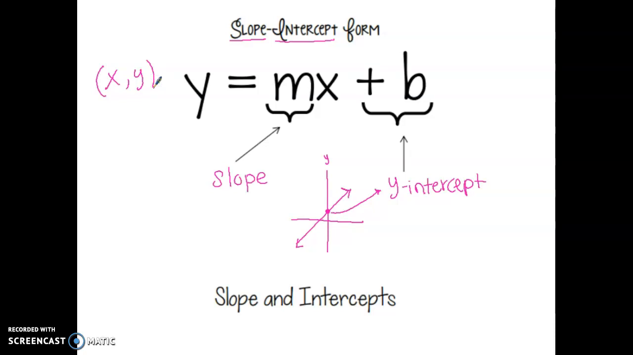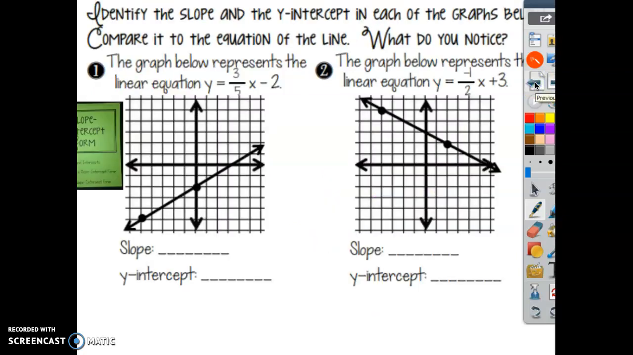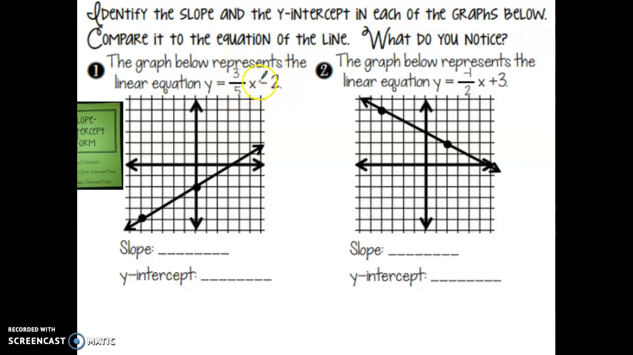And in order to represent an equation of a line, we have to have our slope and our y-intercept. And if we have those two things, we can graph any line or find any point on the graph, as long as you have one of the x or the y values. You can pick any x or y and substitute it into the equation to get the other. Okay, so identify the slope and the y-intercept in each of the graphs below. Compare it to the equation of the line.